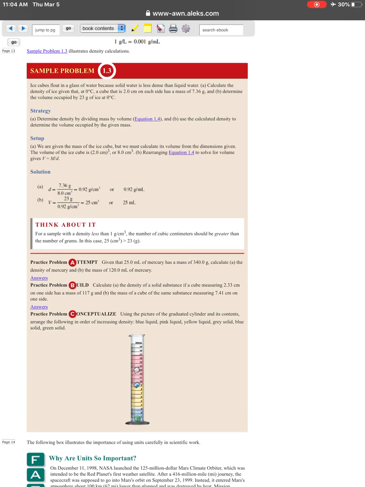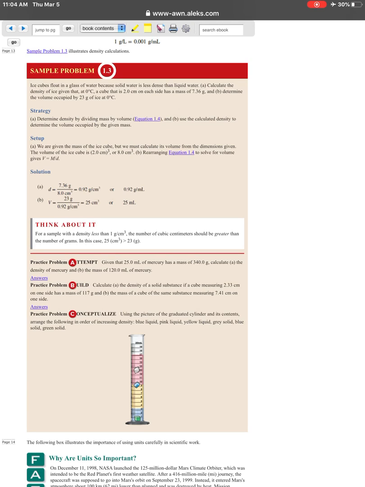Ice cubes float in a glass of water because the solid water, the ice cube, is less dense than the liquid water. Calculate the density of ice given that at 0 degrees Celsius, a cube that is 2.0 centimeters on each side has a mass of 7.36 grams, and then determine the volume occupied by 23 grams of ice at 0 degrees C. So again, the sample problems will give you the strategy, the setup, and the solution.